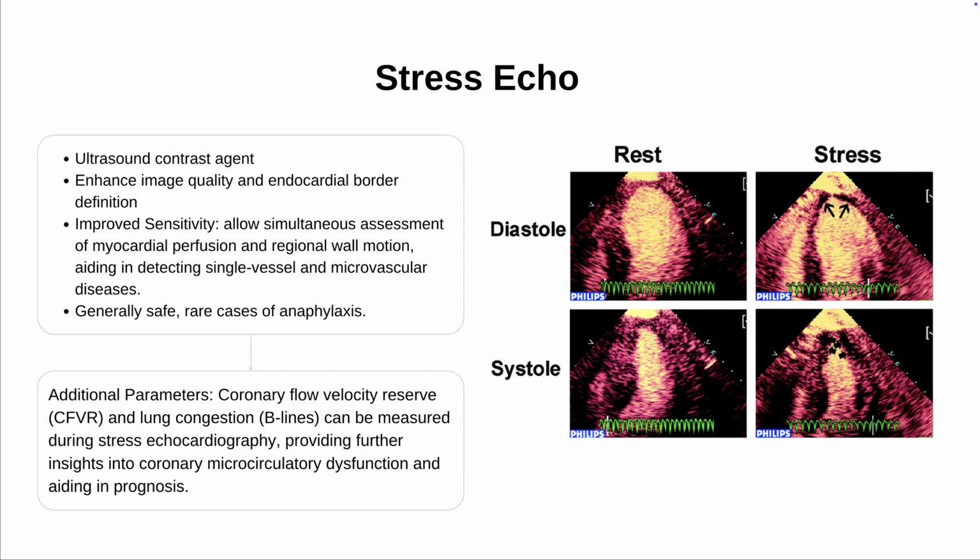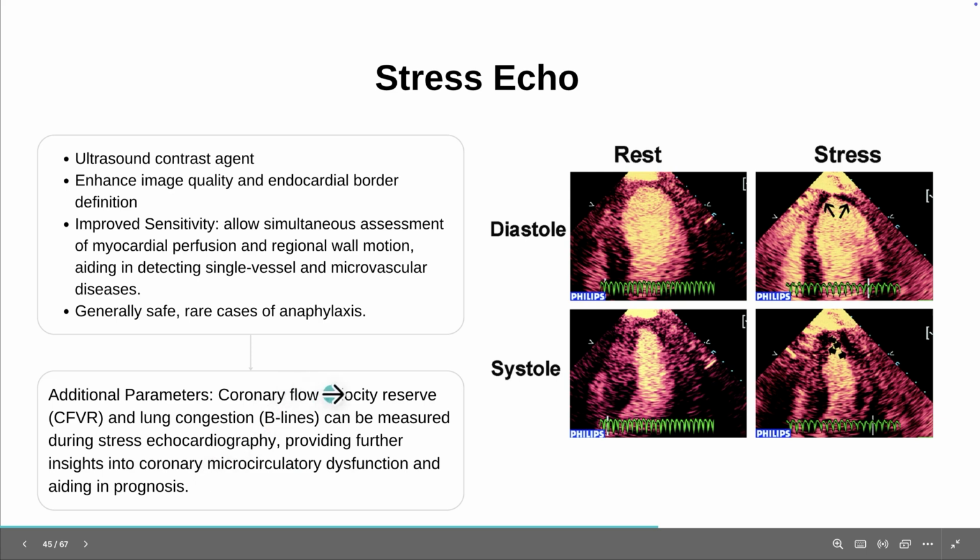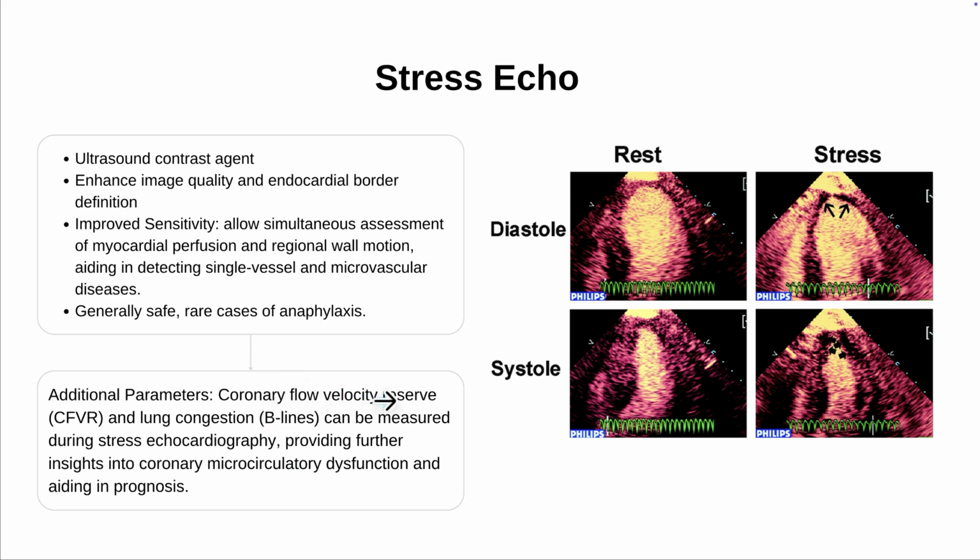We can reduce this false negative stress echo and improve the image quality by using contrast agents. These agents can enhance the image quality and allow us to assess the myocardial perfusion and the regional wall motion. Therefore, they improve the accuracy in detecting single vessel and microvascular disease, and these contrast agents are safe. Echo also allows us to take additional parameters like coronary flow reserve and lung congestion. These provide further insights into the coronary circulation, and they give us prognostic insights.